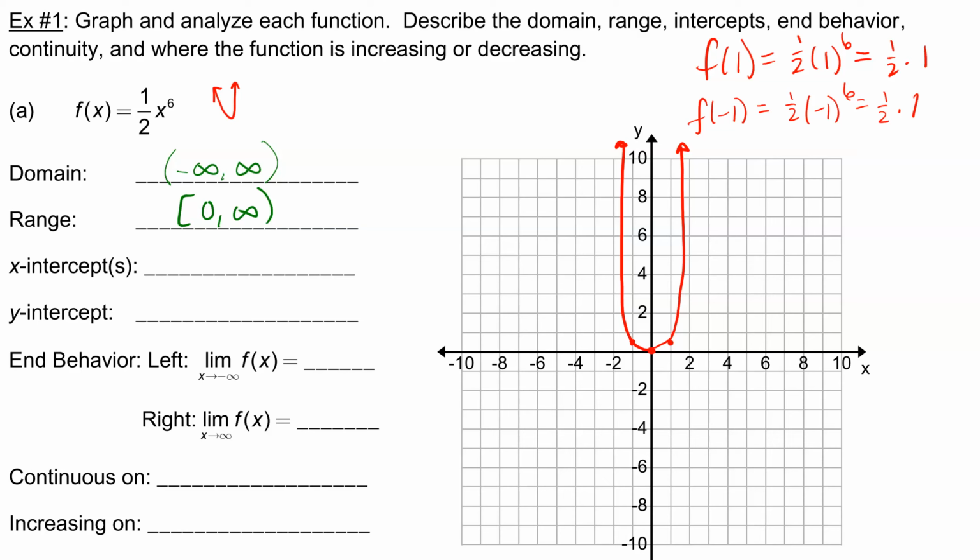So the domain are the x values. There's no holes, there's no jumps, no vertical asymptotes. Since it's a polynomial, we know it's all real numbers. Even though it's a very small polynomial, only one term, technically it's a monomial, it's all real numbers.